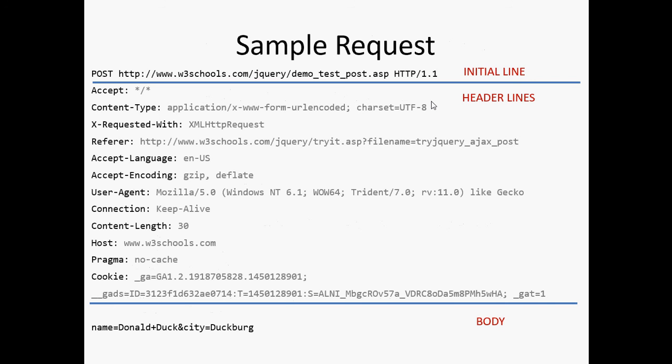Here's a typical line to begin the request. The initial line is different from the request than for the response. A request line has 3 parts separated by spaces. First, the method name, in this case post, but get is the most common. The method name is always uppercase. Then the URL or path to the requested resource, and finally the version of HTTP being used.